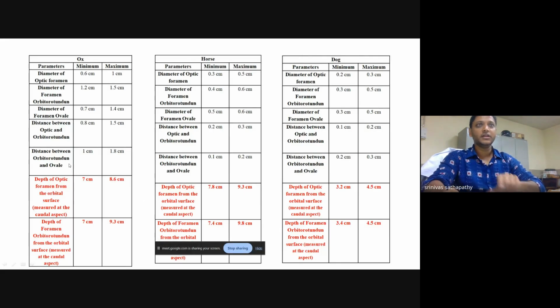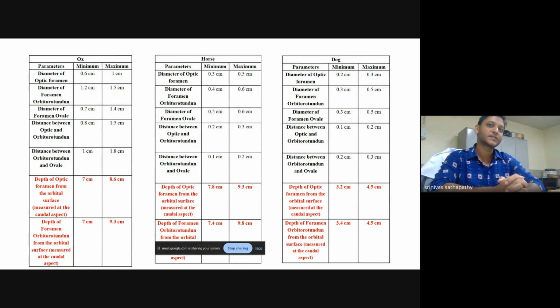Now, if I go through the tabular form, the red ones which I have highlighted show the length of needle which you need to use if you want to inject the anesthetic solution, or desensitize the eyeball during any eye surgery. The depth of the optic foramen from the orbital surface is 7 centimeter. The range in case of cattle is 7 to 8.6 centimeter. Similarly, the depth of the foramen orbitorotundum from the orbital surface ranges between 7 to 9.3 centimeter. In case of horse, for optic, it is 7.8 to 9.3, and dog 3.2 to 4.5.